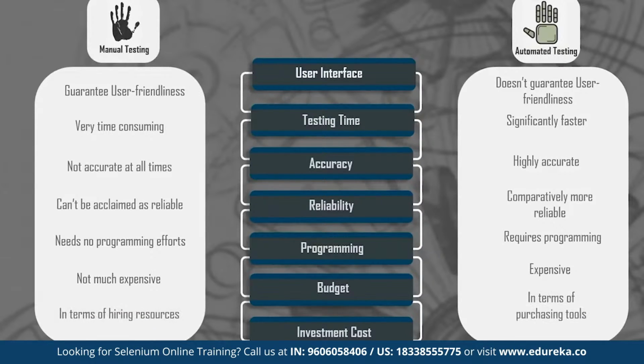Then comes the investment cost. Manual testing requires investment in terms of hiring resources, which is mostly human. Automation testing requires investment in terms of purchasing tools. So that's how manual testing differs from automation testing. Guys, you need to remember one thing. You cannot consider manual testing and automation testing as two separate processes. When you say testing in general, it involves both manual testing and automated testing.